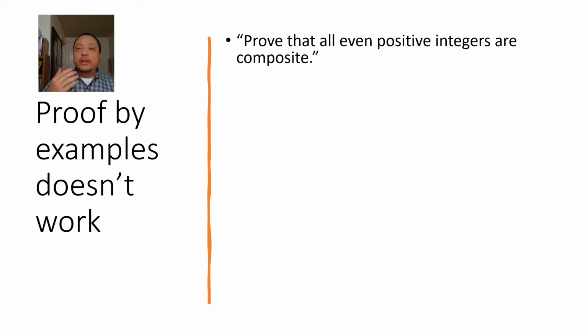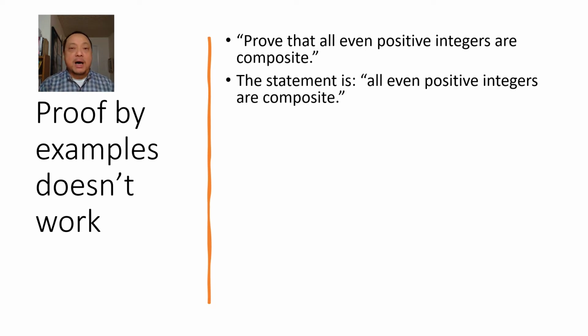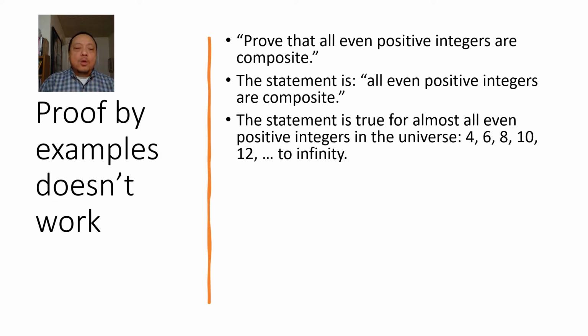Consider this. Prove that all even positive integers are composite. The statement to be proven is all even positive integers are composite. By the way, a composite number is a number that's not prime. If this statement's going to be true, it must be true all the time for all even integers. Well, it's true almost all the time. 4, 6, 8, 10, etc. all the way to infinity.